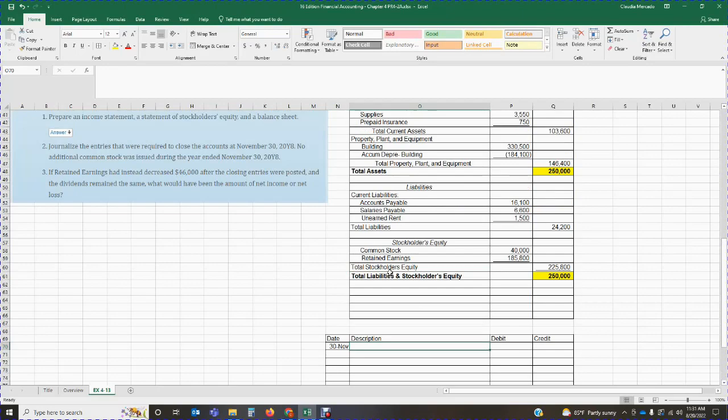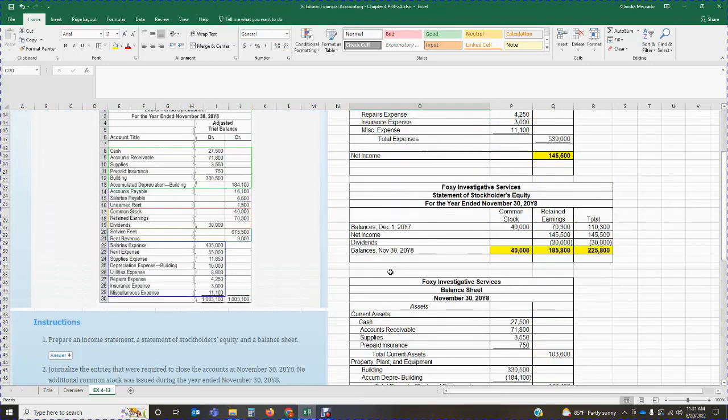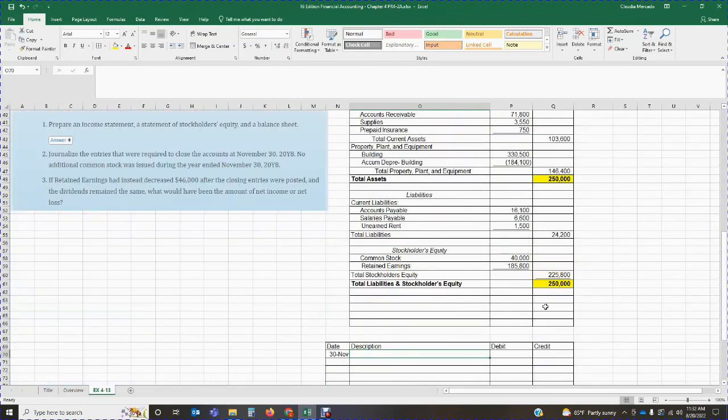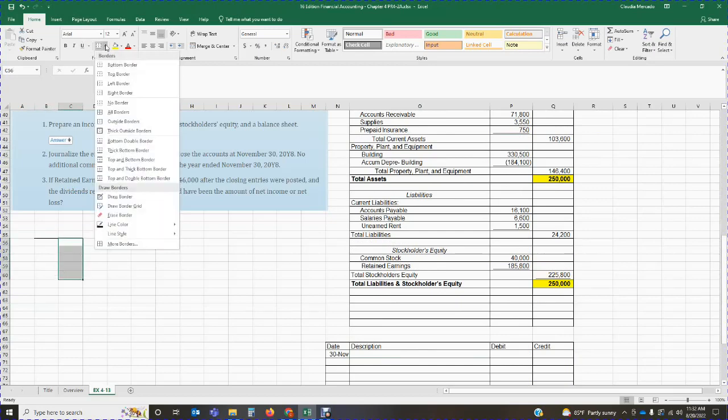Okay? So how do we close these accounts? The first thing we have to close are our revenue accounts. Revenue accounts have a normal balance of a credit. So if I want to close it, I have to do the opposite, which is debit the accounts. Okay? Let me show you a T account, just an example. Let me show you how it looks.